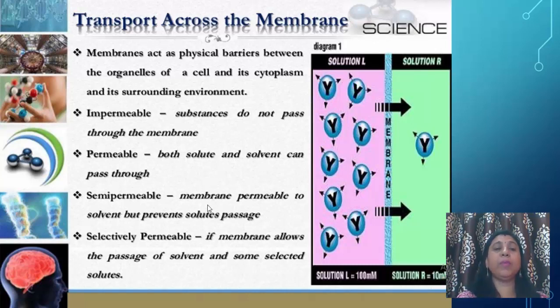And in selectively permeable, these are four different terms, the membrane allows the passage of solvent and some selected solutes. I think it is clear to all of you.